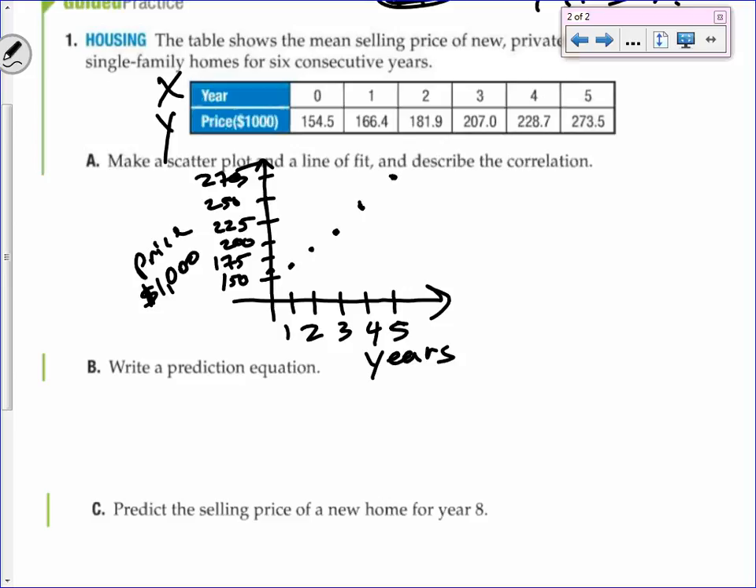Wow, so that is really pretty linear. Very positive correlation you can see there. We need to describe the correlation. This is a positive correlation, so it should have a positive slope.